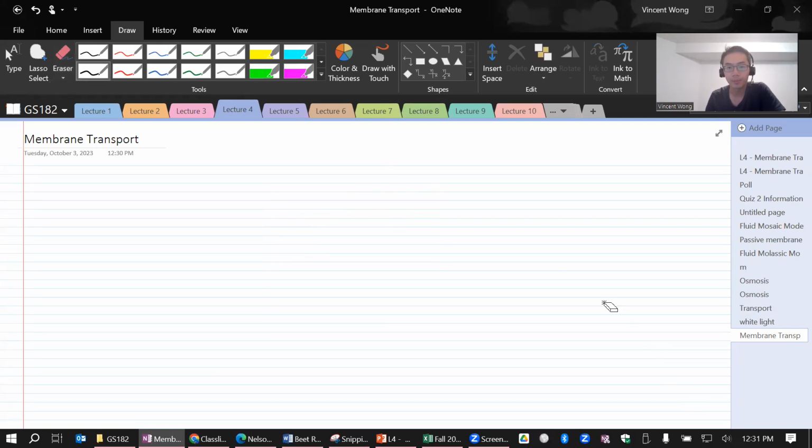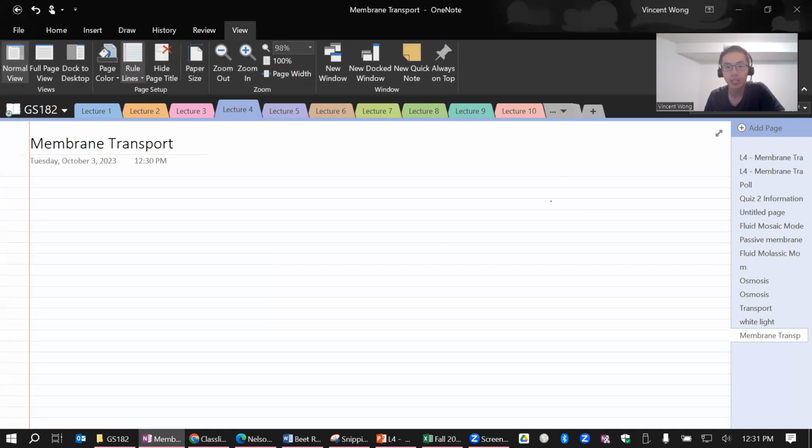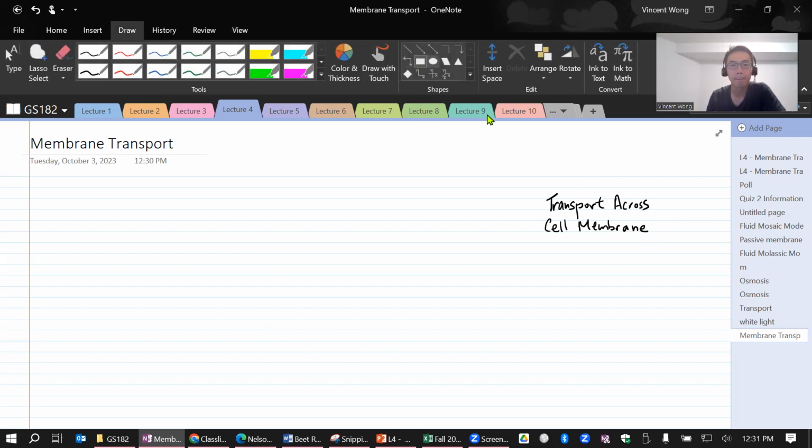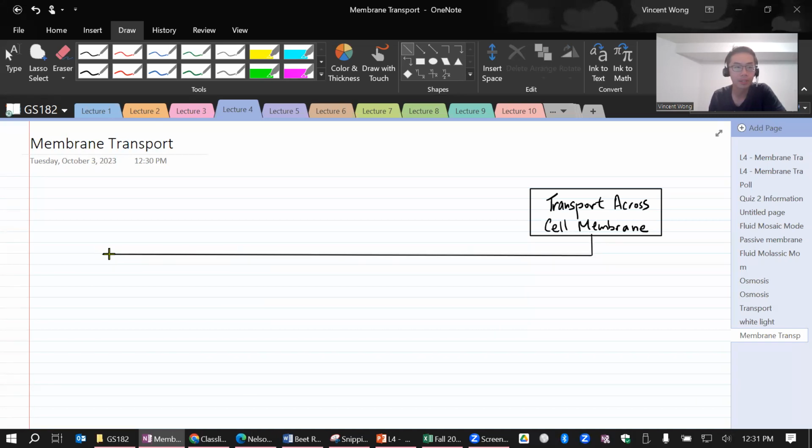Okay, so here we go. We're gonna have transport across cell membrane. Okay, and we have two types. So let's go all the way over here. We're gonna put passive transport here.